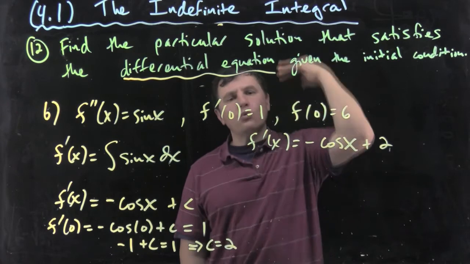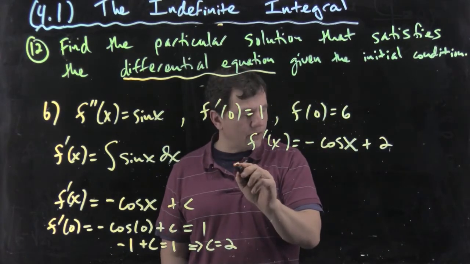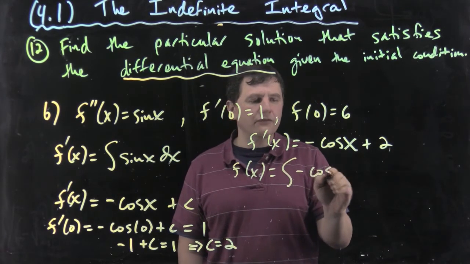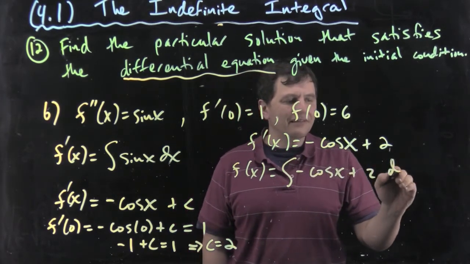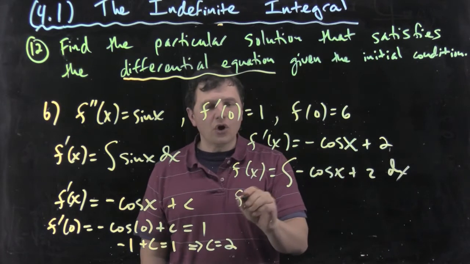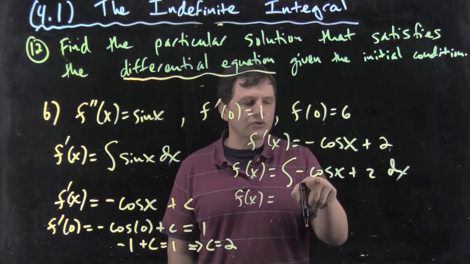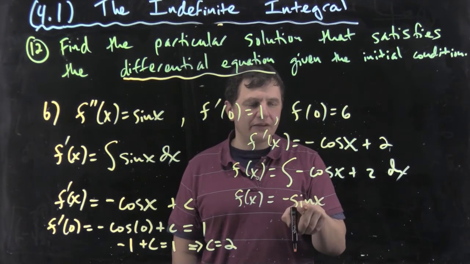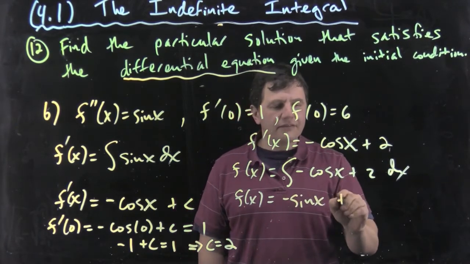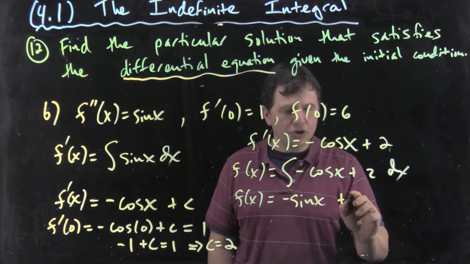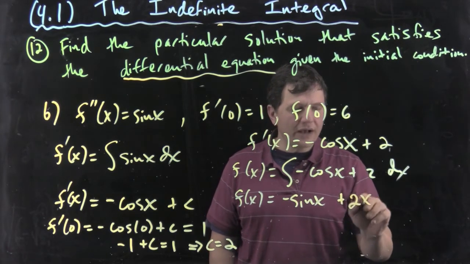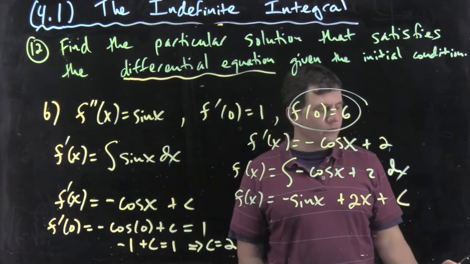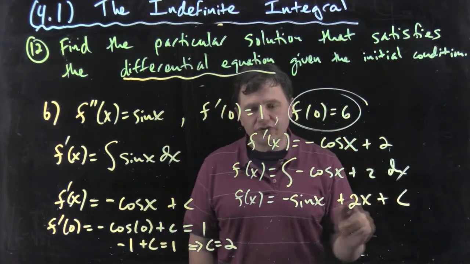So that's going up the ladder once, but now we have to go up the ladder again to get f of x. So that will be the integral of negative cosine x plus 2 dx. Okay, so the antiderivative of negative cosine will be negative sine x, right? If I take the derivative of negative sine x, I get negative cosine x. Definitely want to do those checks until you get really good at this. Plus 2x plus c.